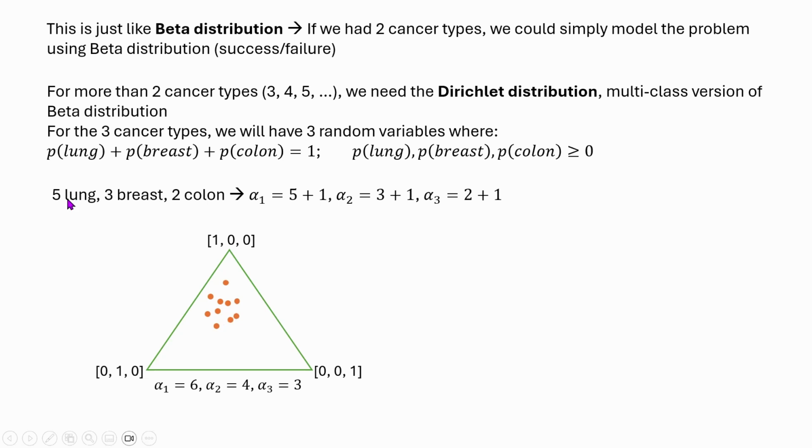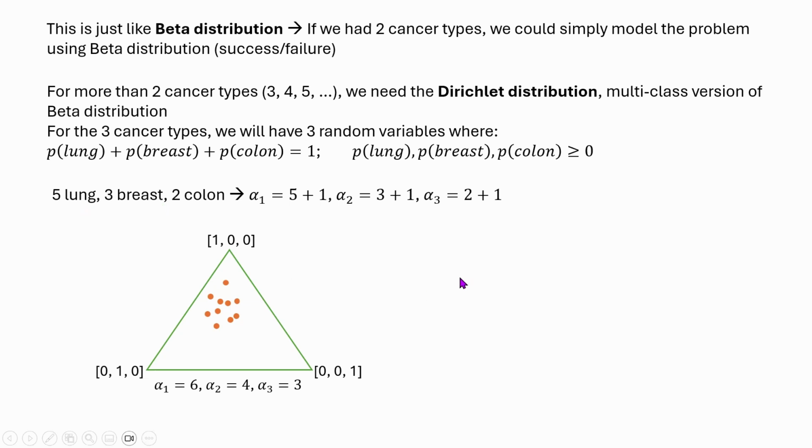We have the most amount of lung cancer samples, so this cluster of points comes from very close to this particular point. Then we have 3 breast, so it's a little bit farther away from the breast cancer point. And finally, we have only 2 colon, so it is the farthest away from the colon cancer point. Also understand that the randomly sampled points are scattered out quite a bit. This is because we only have 10 samples here.